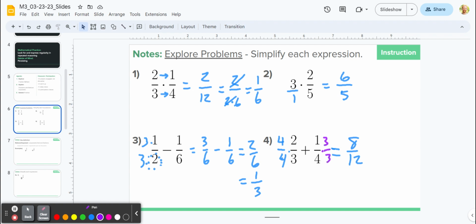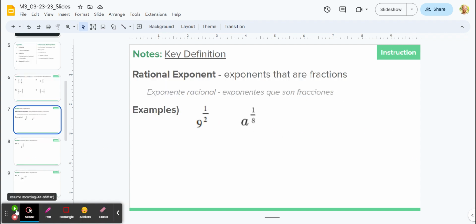We are going to start applying our fraction skills to something called rational exponents. So let's quickly get down this definition and a couple of examples here. A rational exponent is simply an exponent that is a fraction. If you look at these two examples, it's 9 raised to the 1/2 power, and a raised to the 1/8 power. Both of our exponents are fractions in this case, which makes them what we call a rational exponent.